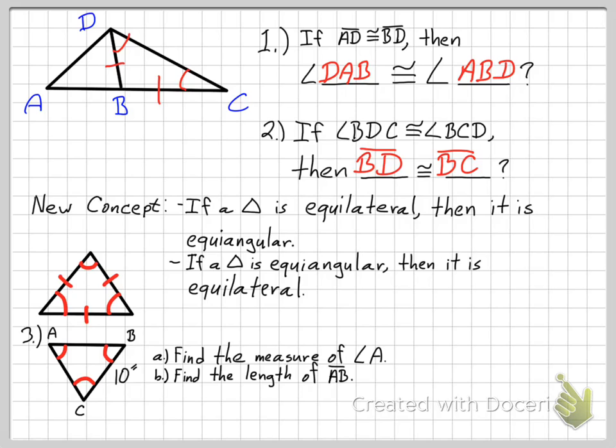Okay, so let's try this problem here. We have a triangle ABC, and we know that all of the angles are congruent. Angle A equals angle B equals angle C. And we have line segment BC is 10 inches long. We have two problems. Problem A, find the measure of angle A, and B, find the length of line segment AB.